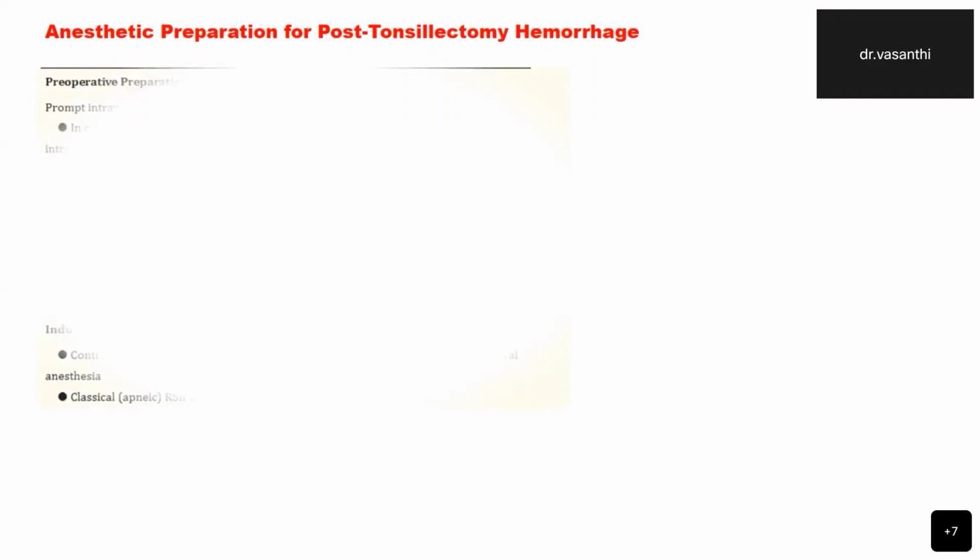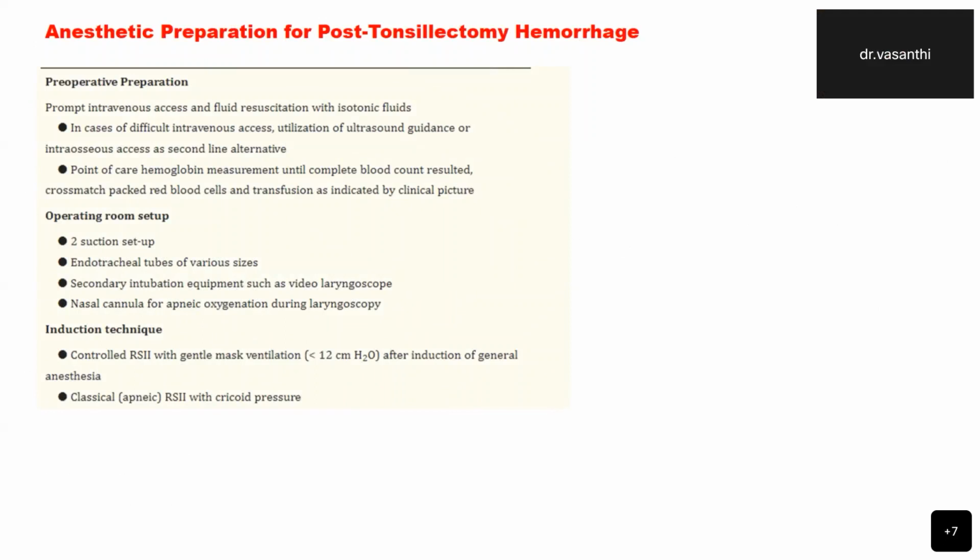So the main points about the preoperative preparation for a post-tonsillectomy bleed are intravenous access and fluid resuscitation, which are very important. And operating room setup: you must always have two suction setups, endotracheal tubes of various sizes, secondary intubation equipment, a videolaryngoscope, nasal cannula for apneic oxygenation, and the induction technique, RSI.